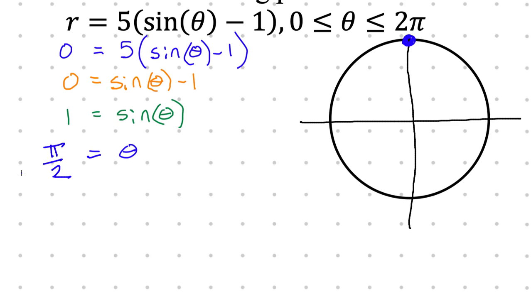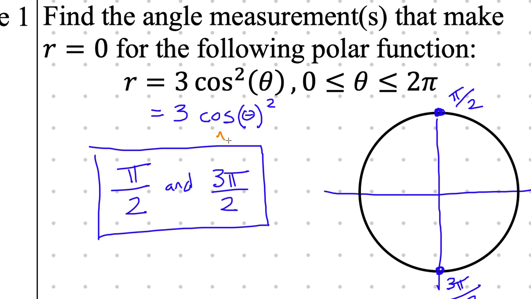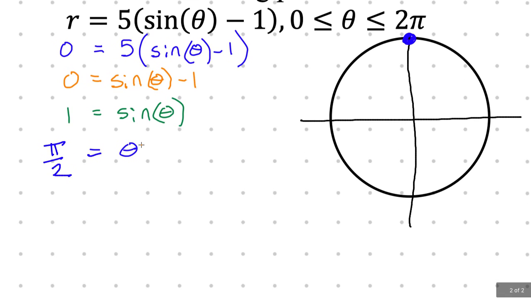So again, I could have used the same perspective coming back here. If I divide both sides by 3, if I take the square root, then I'm looking for where is cosine equal to 0, aka where is the x-coordinate equal to 0? Where is x equal to 0? And this one is where is y equal to 1.